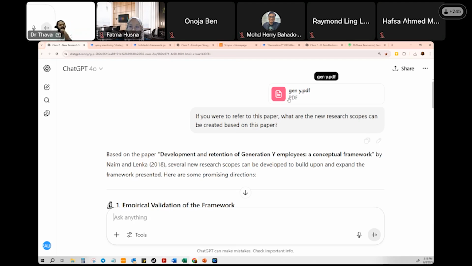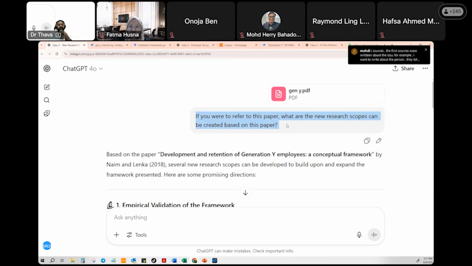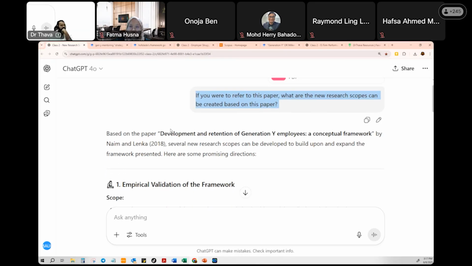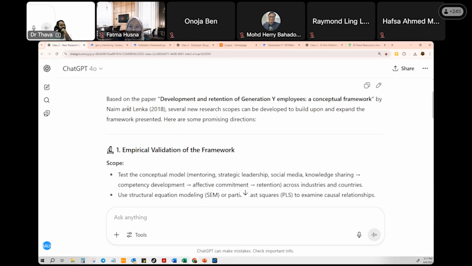All right. So I upload the same paper, that PDF paper. This is my prompt. If you were to refer to this paper, we call this persona prompting. Persona prompting: if you were to refer to this paper, what new research scopes can be created based on this paper? So what are the new research areas, new research scopes, new research gaps that can be created from this? Okay. So from here, the answer is based on the paper.